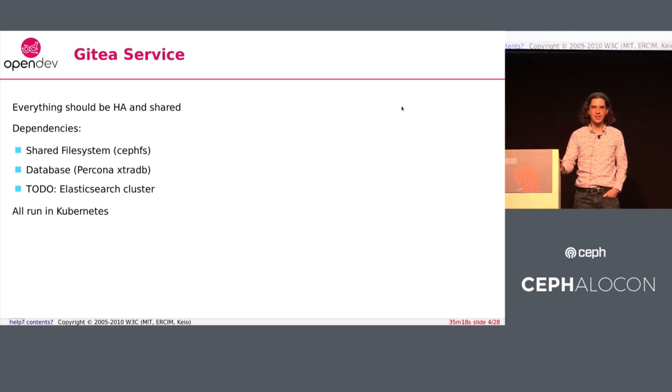And eventually, we're going to have an Elasticsearch cluster. And this is actually the thing that's keeping the system from going into production right now. The Elasticsearch backend for Gitea for doing full text indexing on issues and code isn't quite ready yet. But as soon as it is, we'll have shared everything for this system, and we'll be able to go into production. And we're going to run all of these things in Kubernetes, because Kubernetes makes managing shared systems like this quite simple.